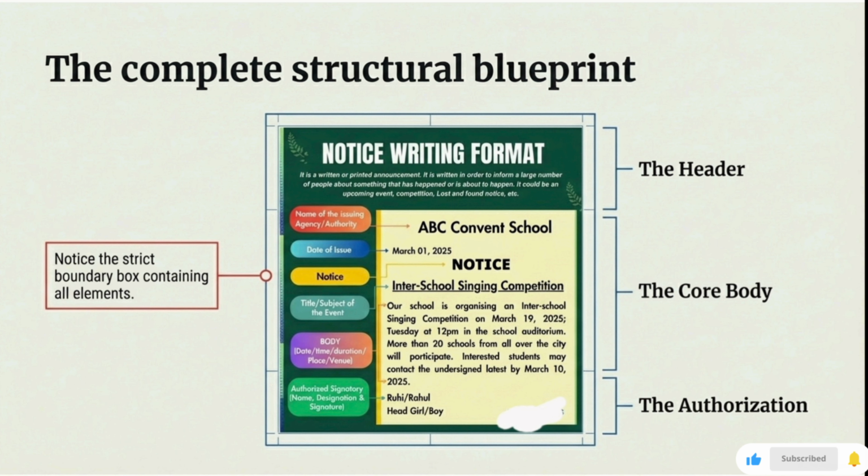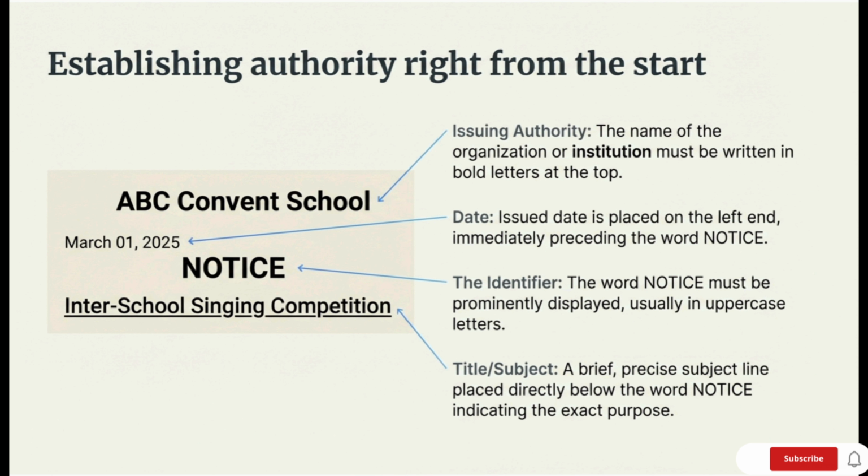Structure of a notice. A notice follows a clear and fixed structure. First, the name of the organization or institution appears at the top. Next comes the date. Below that, the word notice is written clearly in capital letters. Then comes the title or subject of the notice, followed by the body of the notice explaining the announcement. Finally, the notice ends with the name and designation of the issuing authority, such as the head boy, head girl, or secretary.